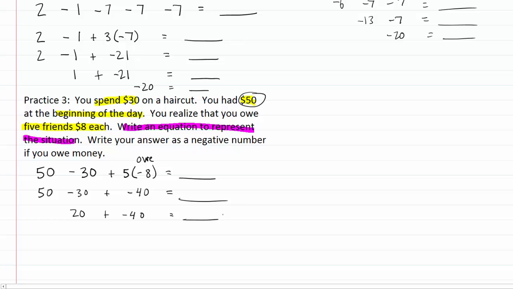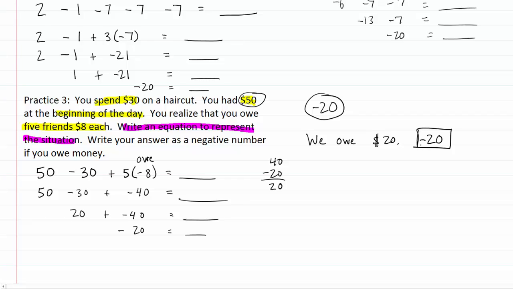Now 20 plus negative 40, well, I'm going to be negative because I owe a lot more than I have. 40 minus 20 is how much I'm going to owe. 4 minus 2 is 2, so 40 minus 20 is 20, so negative $20. My answer is negative $20. If I write it as a number, it's negative 20. If I had money at the end of the day, it'd end up being a positive number.